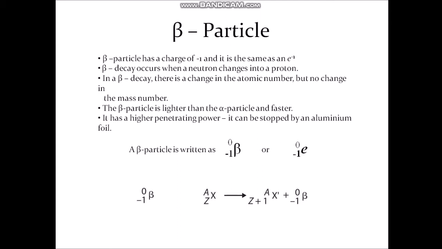So X is an atom with an atomic number of Z, and it undergoes a beta decay. The Z is increased by 1 while the mass number A remains unchanged. So the -1 in beta cancels with the +1 in X prime, and this is beta radiation.